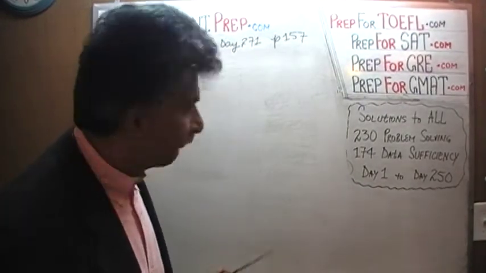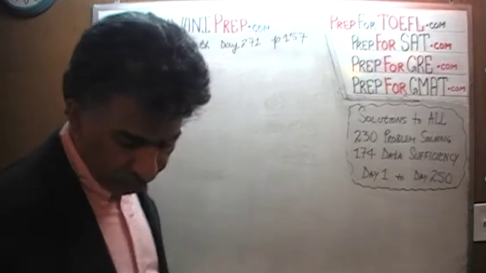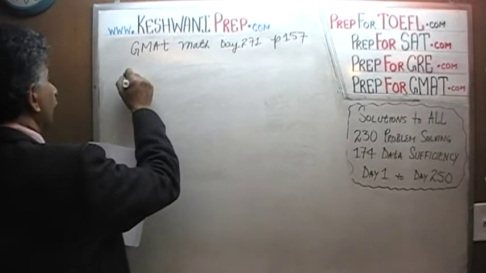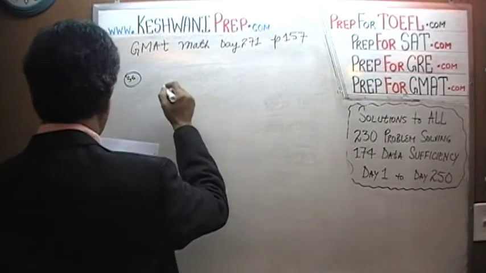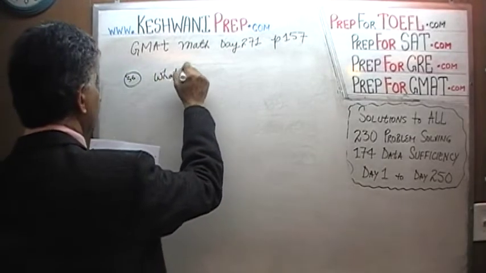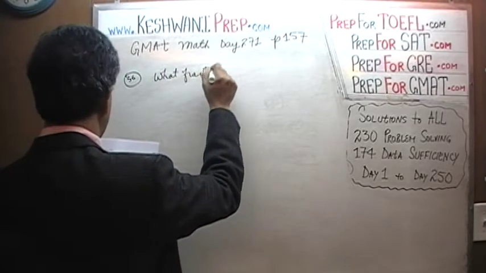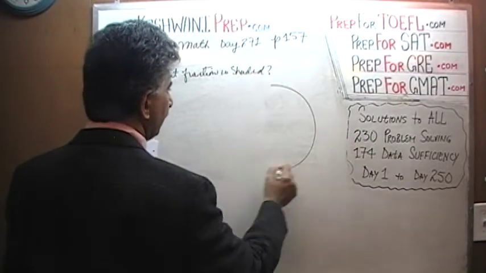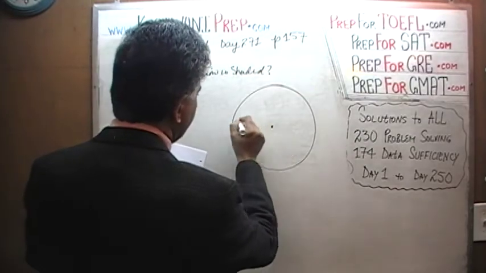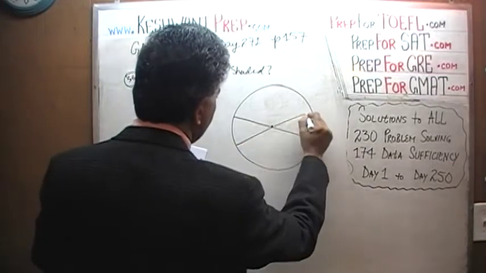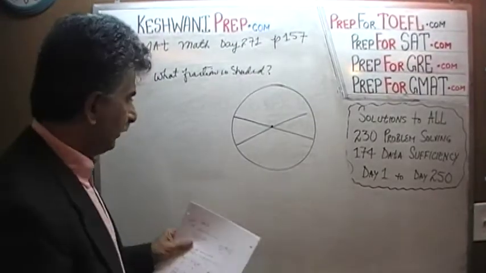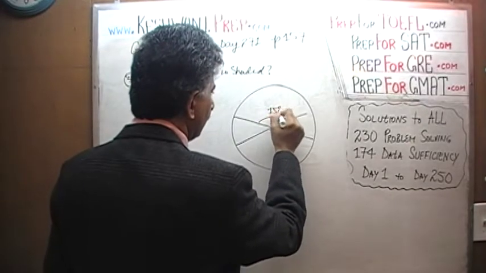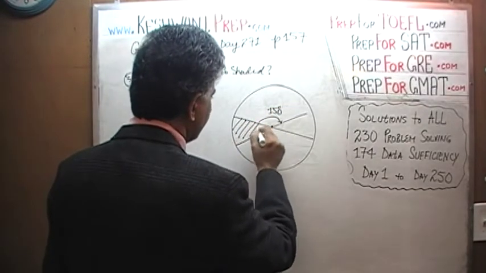Page 157. The very first problem on the page, problem number 36. The question is, what fraction is shaded? And here is our circle. Here is the center, and we're given two lines that look like this, and we are told that this angle is 150 degrees. And this is the shaded region that we're interested in.